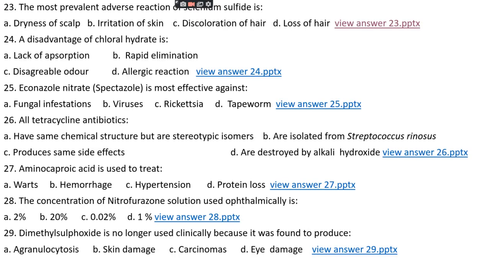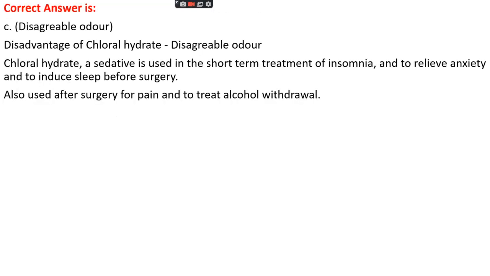Question number 24. A disadvantage of chloral hydrate is: option A, lack of absorption; option B, rapid elimination; option C, disagreeable odor; option D, allergic reaction. The right answer is option C, that is a disagreeable odor. If we see the disadvantage of chloral hydrate, then we find there is a disagreeable odor.